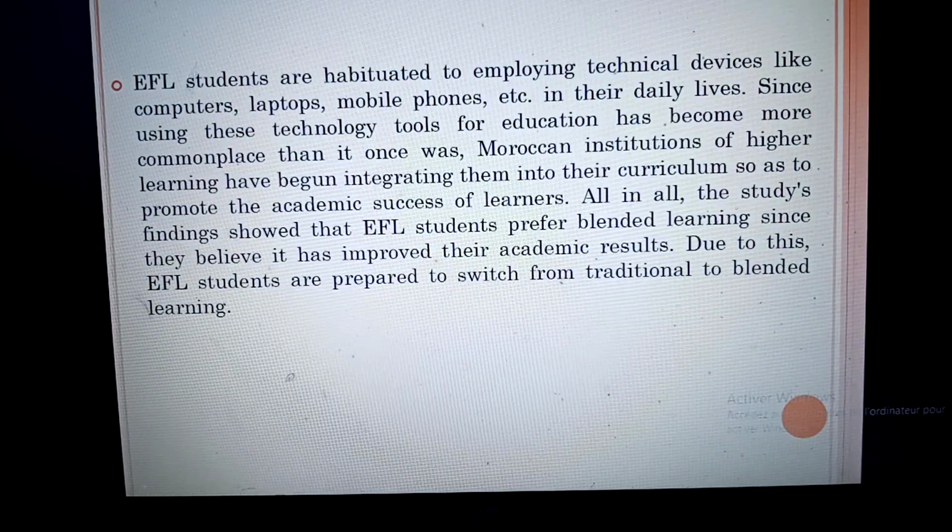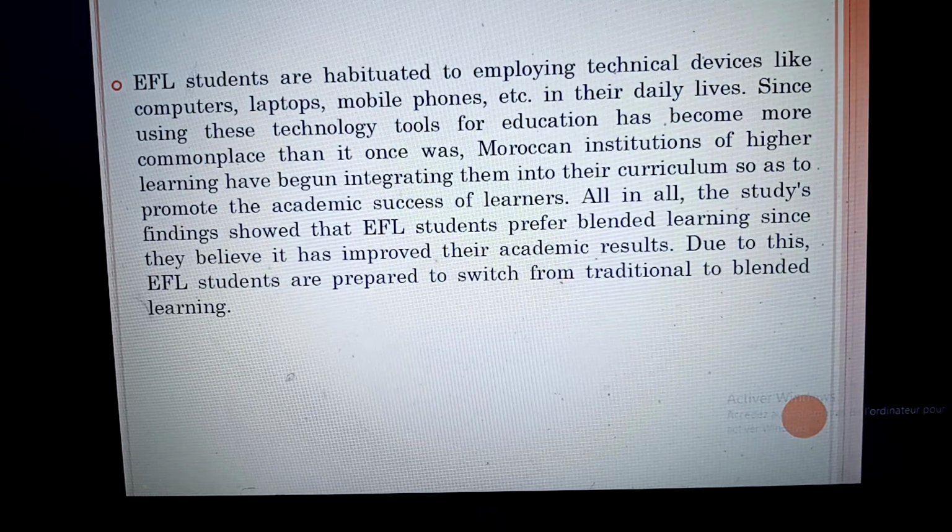So to conclude this presentation, it is safe to say that EFL students are familiar with employing technical devices like computers, laptops, mobile phones, etc. in their daily lives, since using these technological tools for education has become more commonplace than it once was. So Moroccan institutions of higher education have begun integrating them into their curriculum so as to promote the academic success of learners.